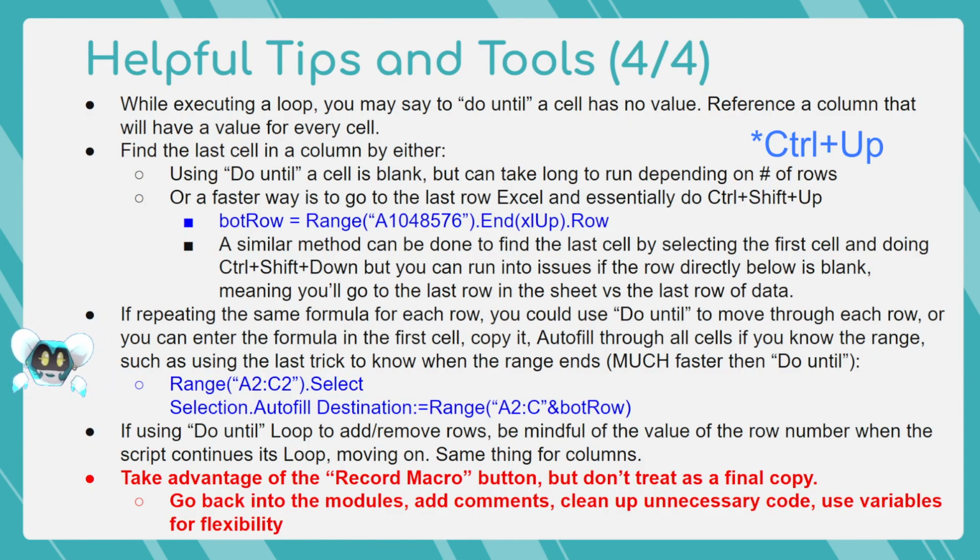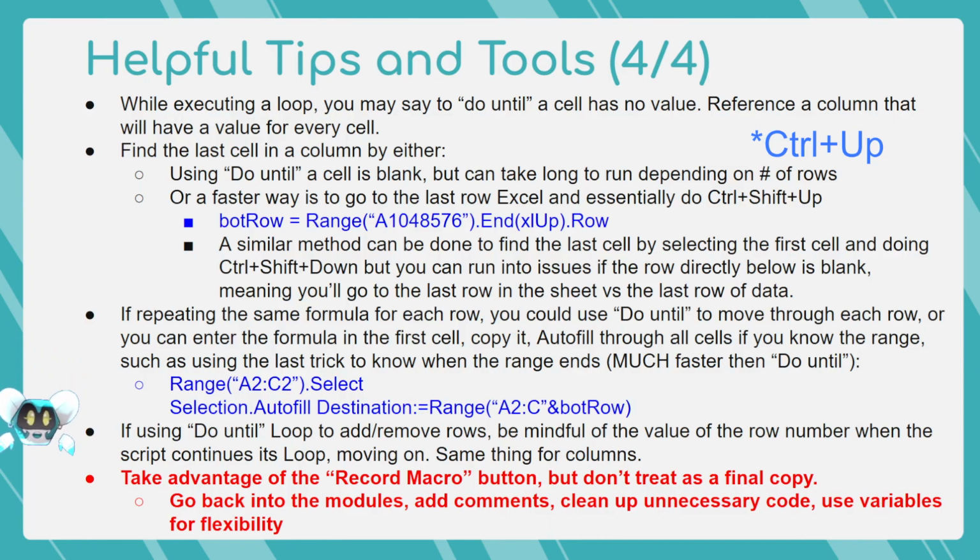If you are repeating the same formula or calculation for multiple cells, for multiple rows, you can use do until to repeat for each row, but it can take a while if you have many rows. So instead, you can use this autofill destination coding. And this is similar to when you click the bottom right corner of a cell 2 times and that autofills everything underneath. It's the same idea.